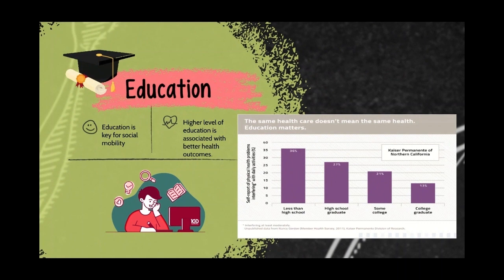Because of their differences in education, George and Gary will have different life choices and health outcomes. Education is key for social mobility because it allows a person to find a well paid job with great benefits, have higher income and wealth, and be able to afford living in a safe neighborhood and have access to social resources and financial resources. All of that will contribute to better health outcomes. As you can see on the graph, the higher the level of education, the fewer physical health problems a person reports.